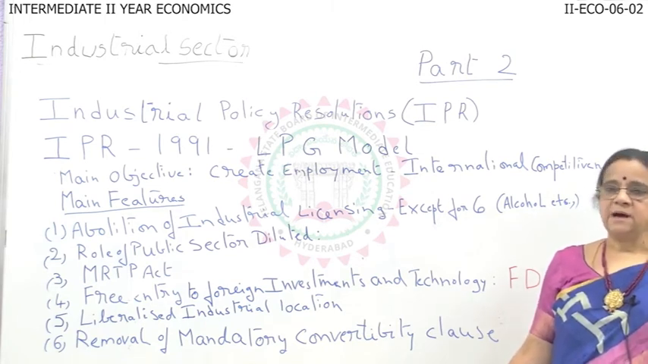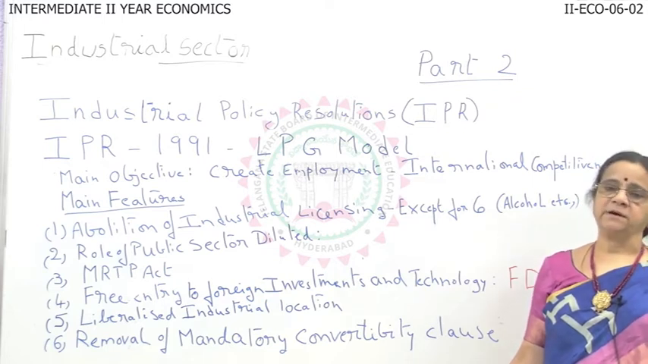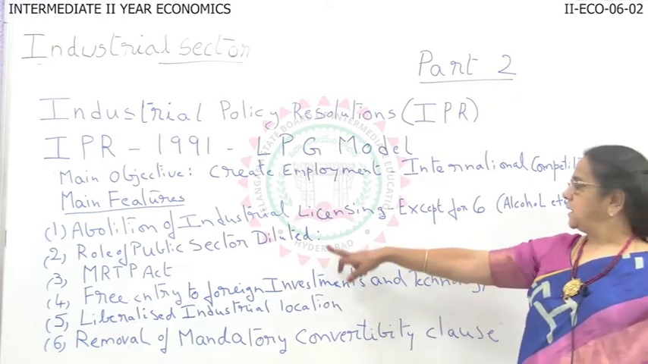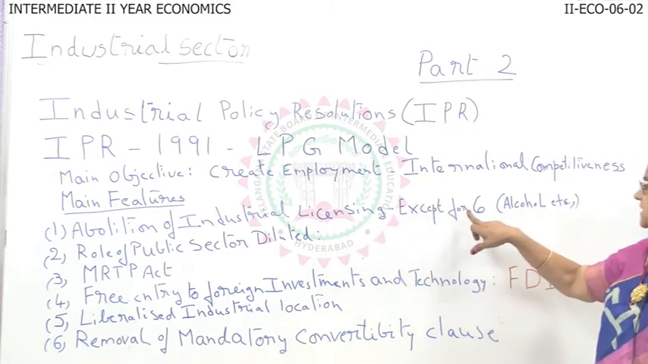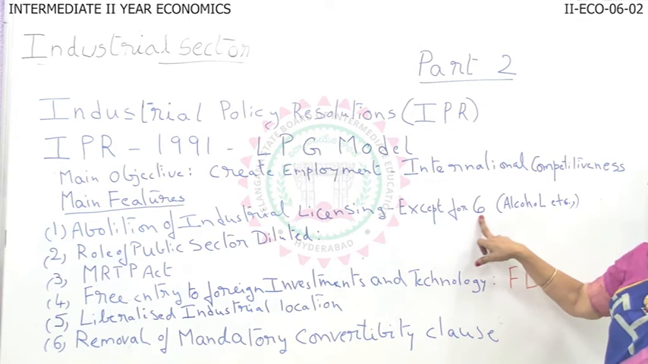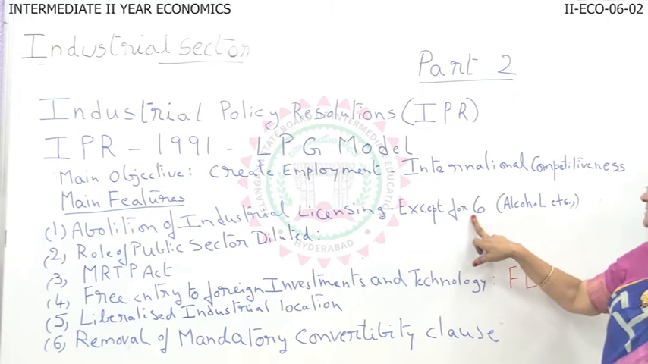So, IPR 1991 has very, very important features. Industrial licensing was abolished except for 6 industries. And we have to remember, gradually the government has been reducing the number from 18 to the present 6 in subsequent years.